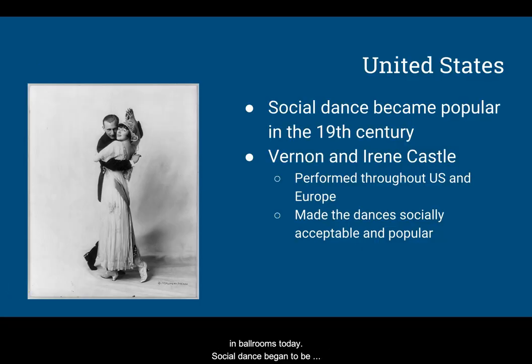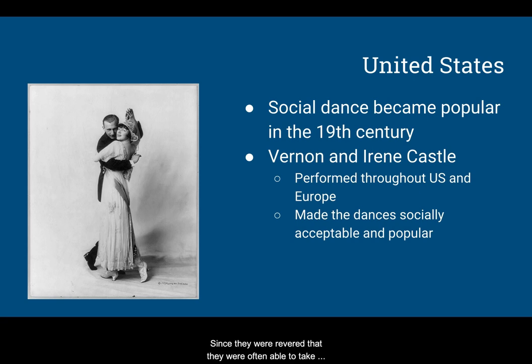Social dance began to be popular in the United States in the 19th century during the Industrial Revolution, when immigrants brought many of these dances to the country. One of the couples responsible for popularizing social dancing and making it seem more acceptable were Vernon and Irene Castle. As exhibition dancers, they performed throughout the United States and Europe and were known for their elegance and beauty.